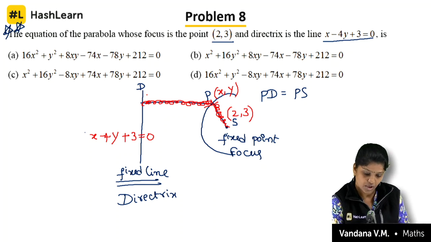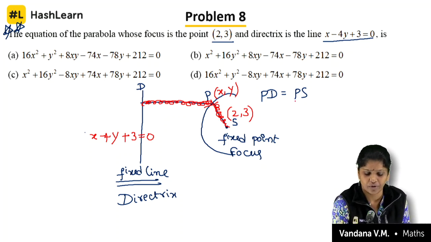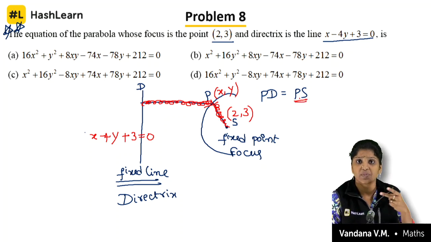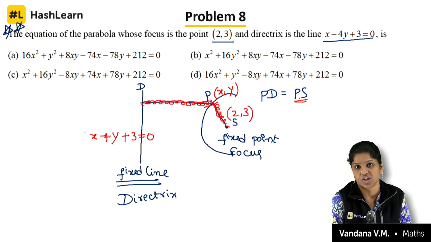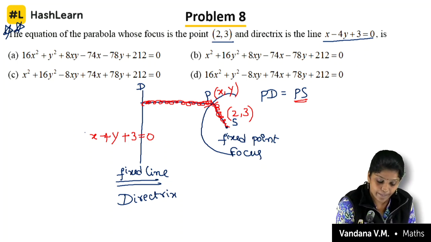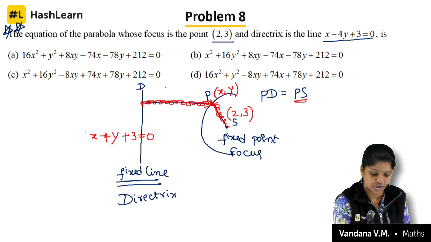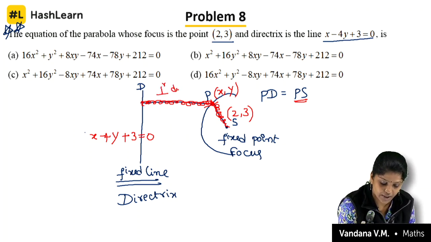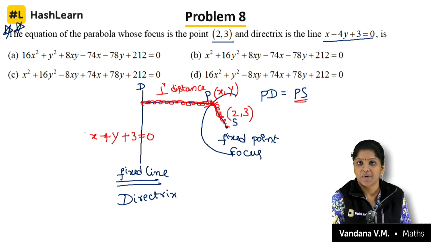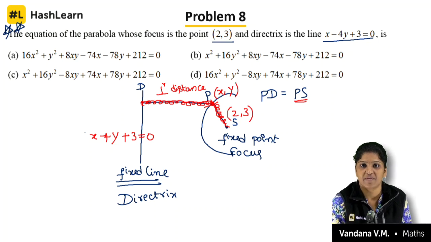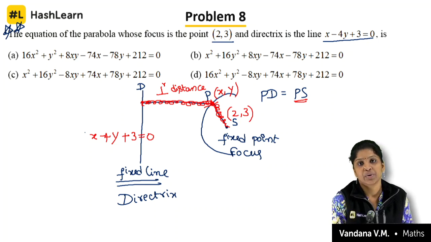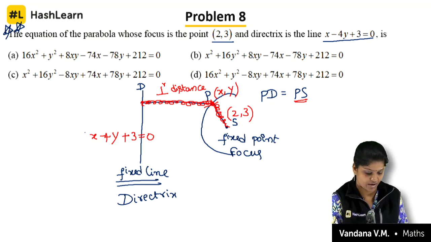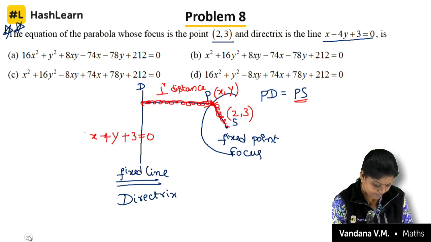So here to here, PS, how will you find the distance? The distance between 2 points is square root of (x2 minus x1) whole square plus (y2 minus y1) whole square. But from P to D it is the perpendicular distance. You know, right? Modulus of (ax1 plus by1 plus c) divided by root of a square plus b square. Please equate that.